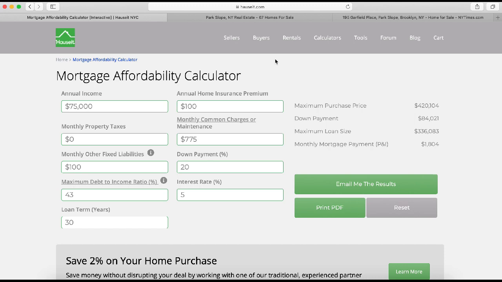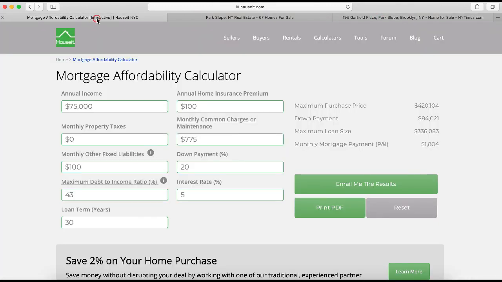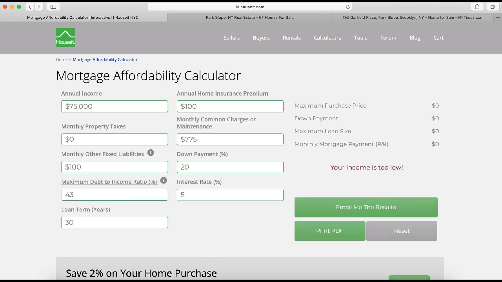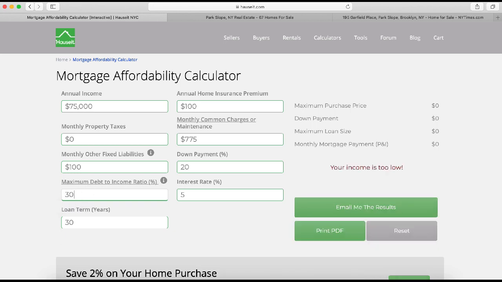But in this example, we were presumably targeting a co-op in Park Slope, so we should probably lower this maximum debt to income ratio to something closer to 30%. And you can see what that does. It significantly reduces essentially everything you can afford. So let's go back to 43%. And the maximum purchase price has gone up by like $170,000. So we'll go back to 30.